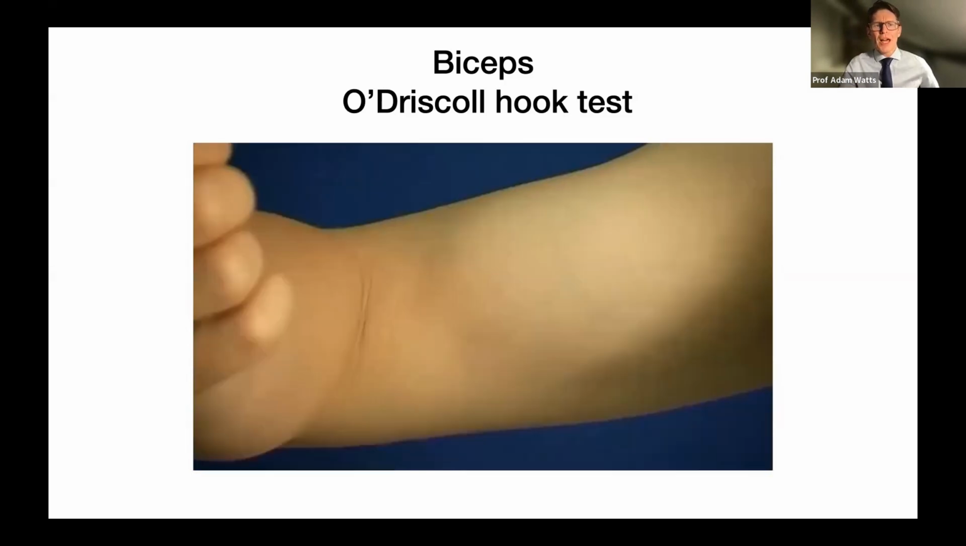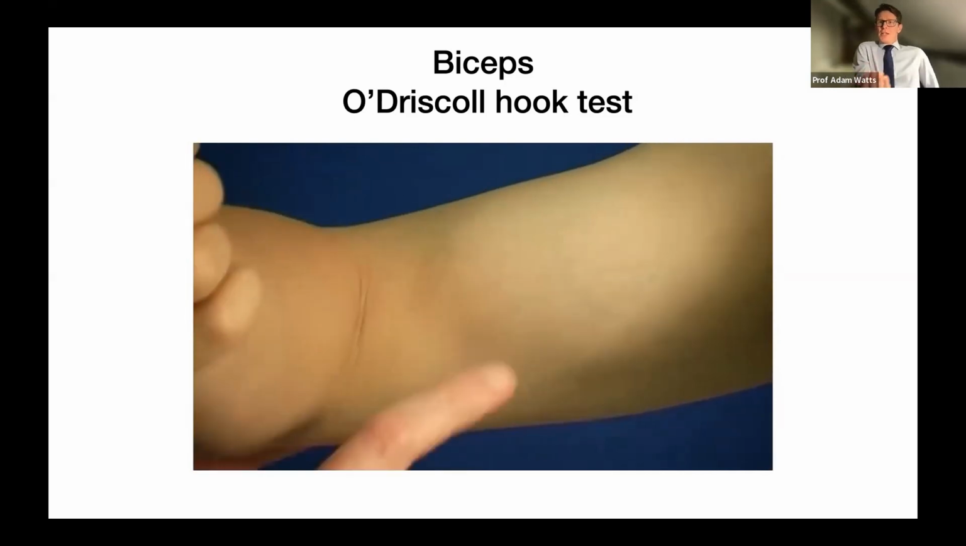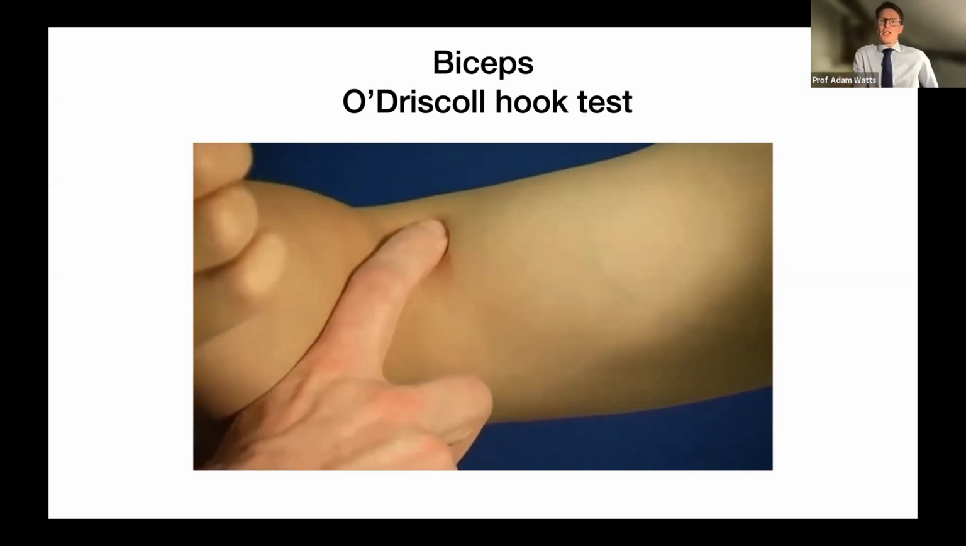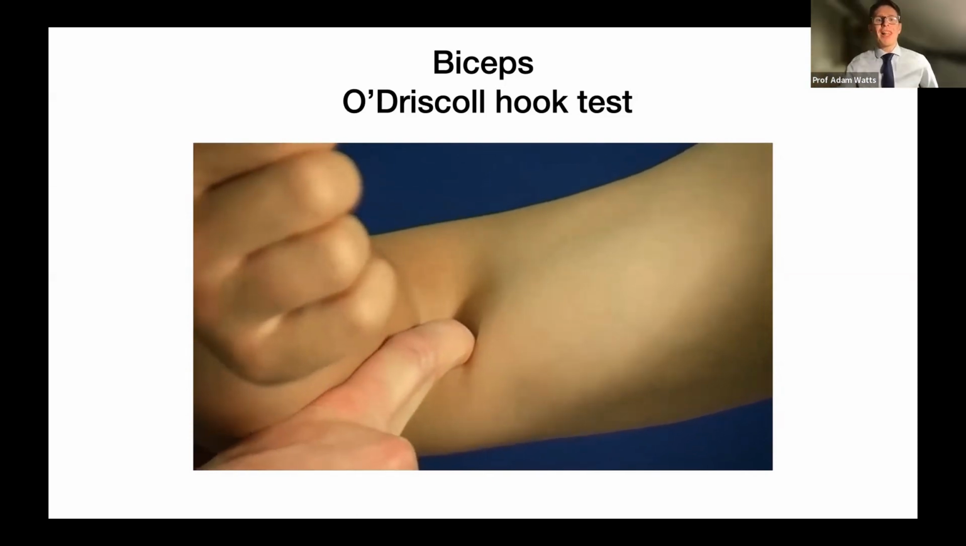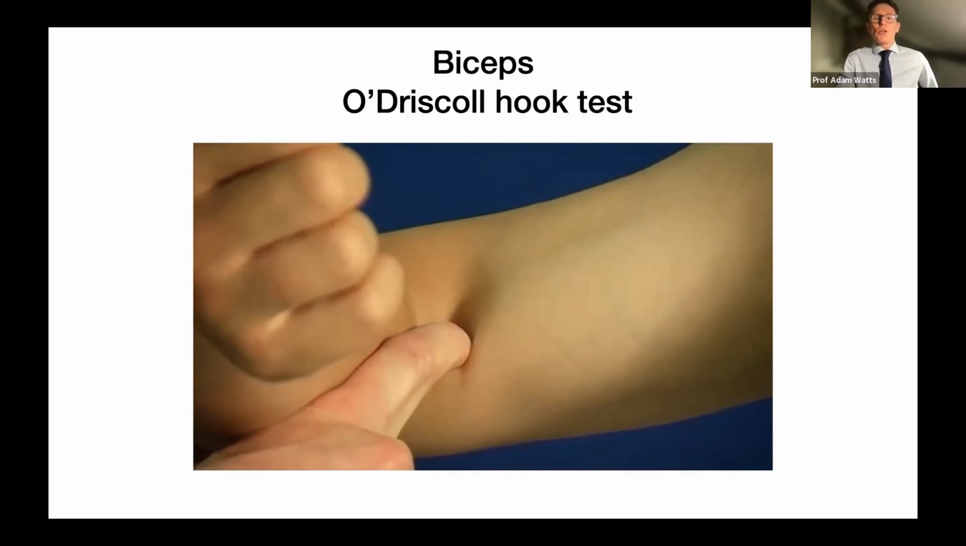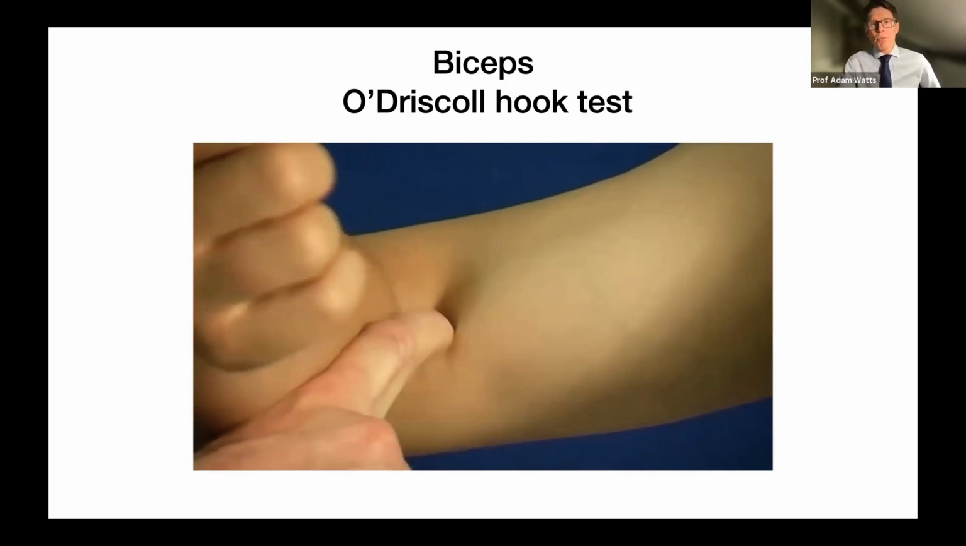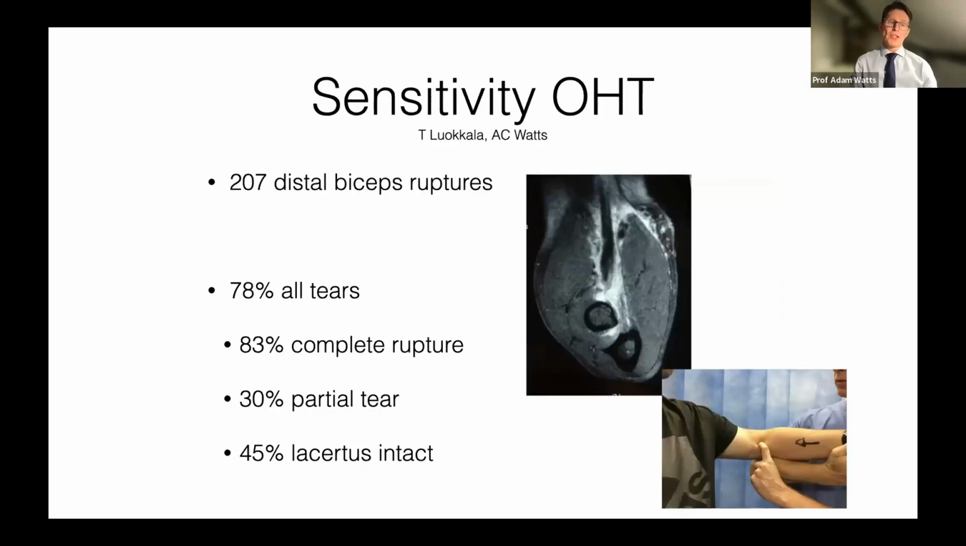It's important that we do it in that position, because if you do it with the arm by your side, you can actually hook the brachialis tendon, which will also be tense, whereas brachialis will be relaxed in this position and you won't inadvertently hook that. So it's a really good and useful test, but it's important to be aware that in 80% of complete ruptures, as in the illustration in the bottom right-hand corner here, this is a complete rupture, but with an apparent intact tendon on O'Driscoll's hook test.